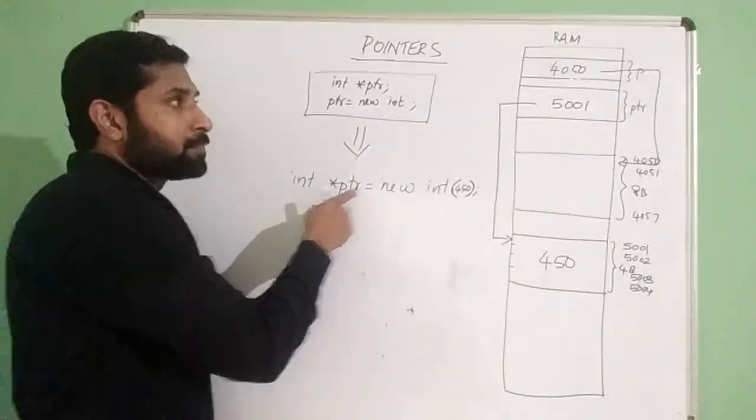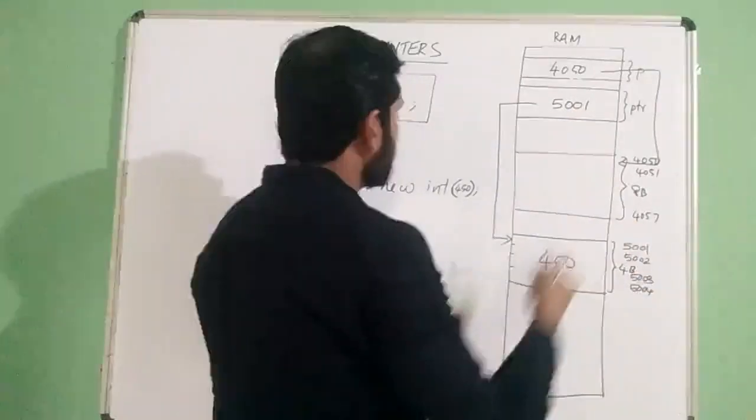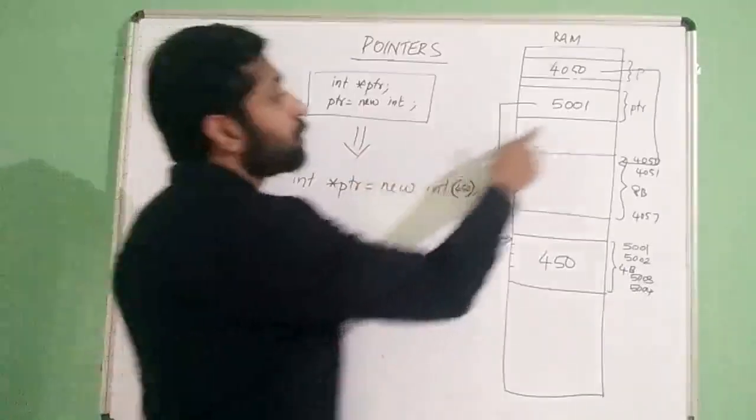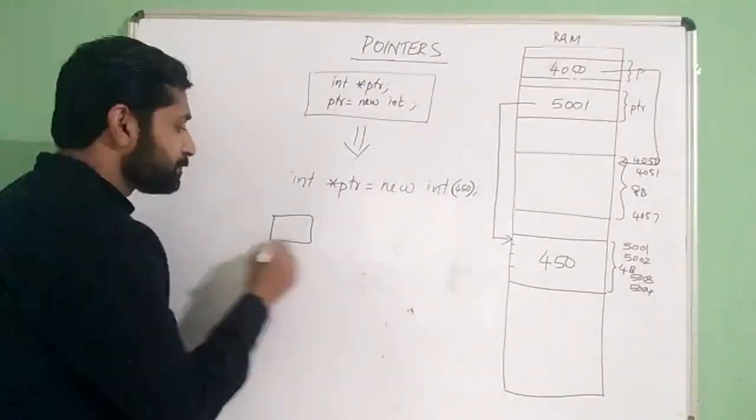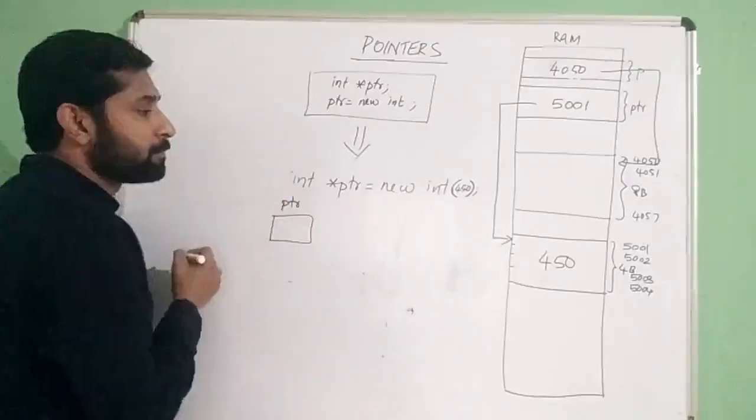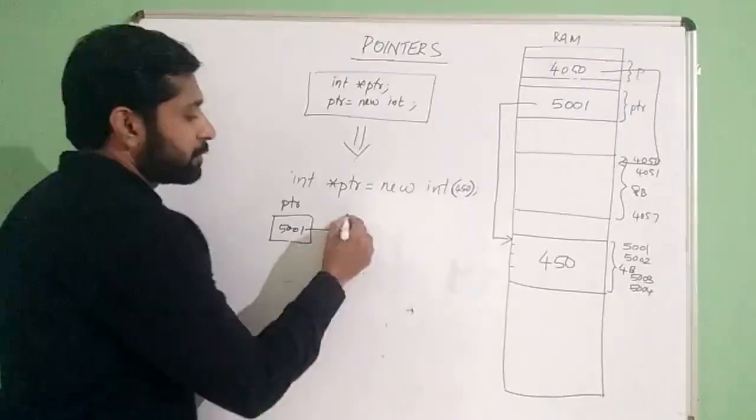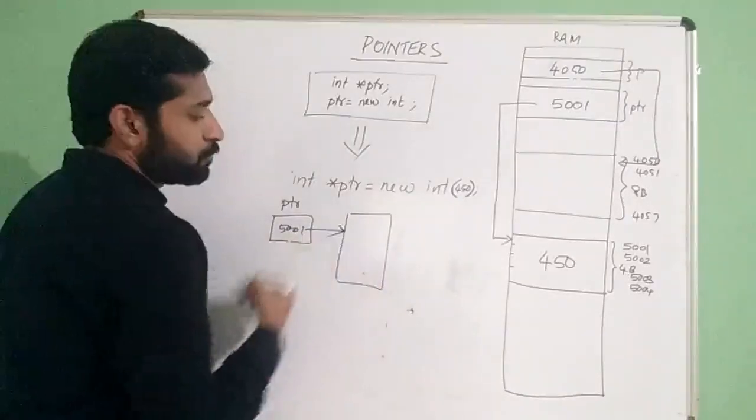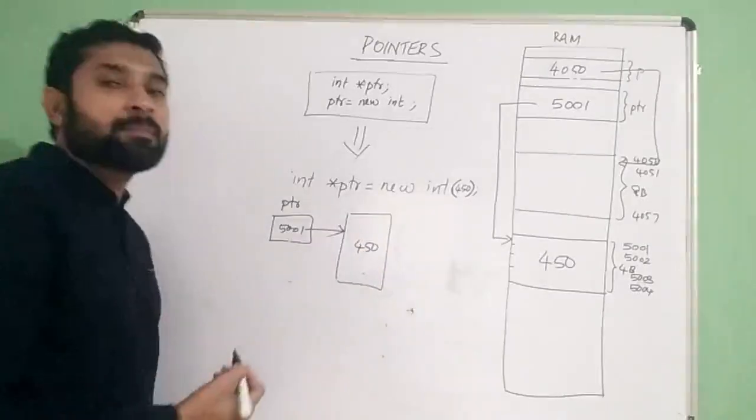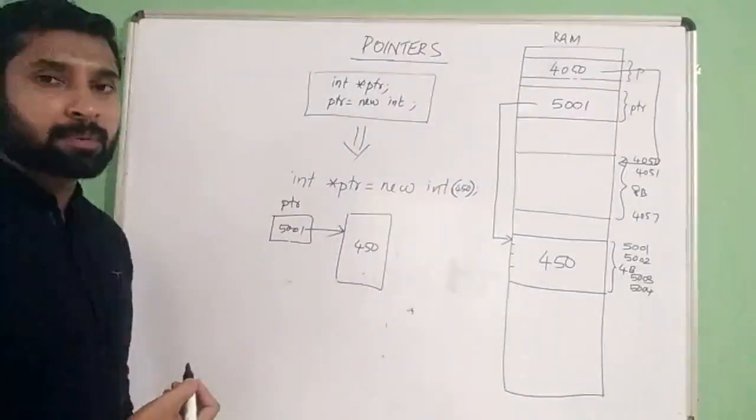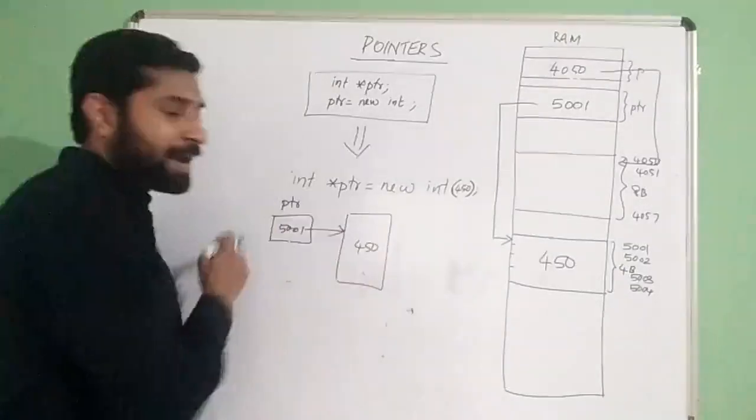Here we have a ptr. The starting base address of this location is 5001. That 5001 is stored in this ptr. So we will draw like this. This is ptr. Here we have 5001. It points to 4 bytes. Inside this there is 450. Right? Now this location, this 450, can be accessed.